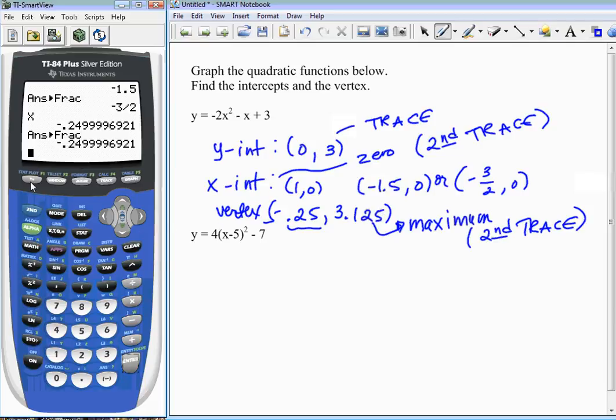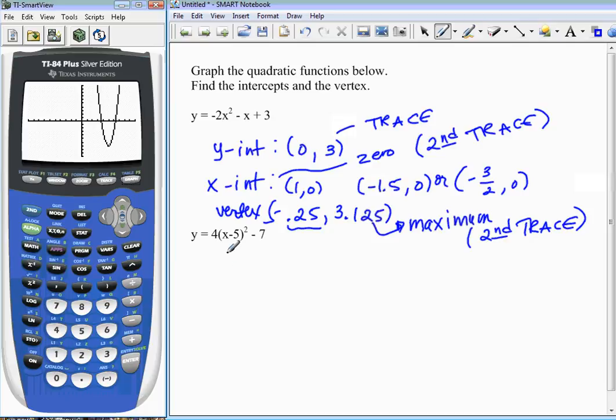Now, let's look at the other function that I have listed here. 4 times, in parentheses, x minus 5 squared minus 7. Okay, so the components of that graph are shown in this standard window, but we do need to find the y-intercept, x-intercept, and vertex. Oh, I said that incorrectly. I'm missing one, right? The y-intercept is actually not shown in there, so we would have to reconfigure our graph to find out a window that would show that.